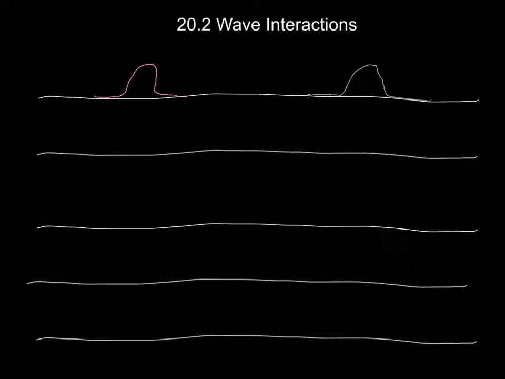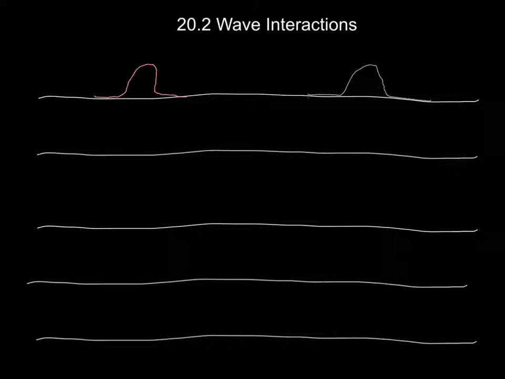Today we're going to talk about what happens when waves interact with each other. So if we have a wave coming from the right and a wave coming from the left and they run into each other, they're not going to bounce off of each other like cars did in previous chapters, but they're going to have an interesting interaction.